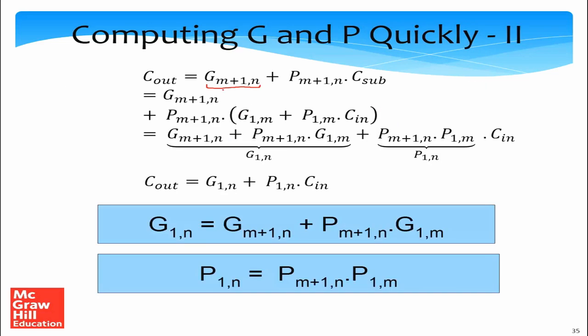So carry out will be g(m+1 to n) or p(m+1 to n), for those n minus m bits, ANDed with C sub. So either you are generating or you are propagating. There is no other way for carry out to be 1. So you do a little bit of algebra. We'll keep g(m+1 to n) and this C sub. So what is C sub?